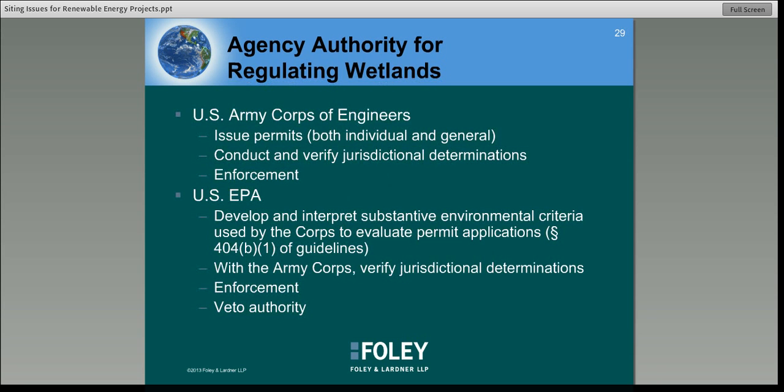So now I just want to talk a bit about what exactly the Army Corps and the US EPA regulate concerning wetlands. Army Corps issues permits, which we've touched on and will go into in more detail shortly. They conduct and verify the jurisdictional determinations, as we discussed, and they also manage enforcement of wetlands issues. EPA is actually the agency responsible for developing and interpreting the environmental criteria to evaluate permit applications. With the Corps, they verify jurisdictional determinations. They may also manage enforcement, and EPA actually has veto authority over permits. It's a veto authority that they use very rarely. In fact, it's only been used 11 times out of 1.6 million permit applications between 1979 and 2005, but it is nonetheless an authority that they have.